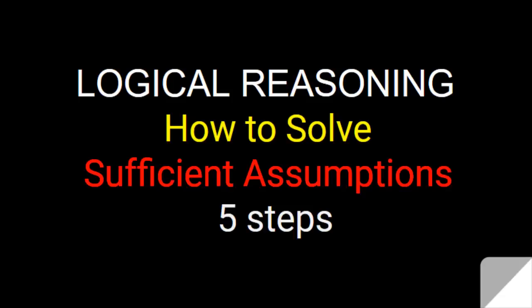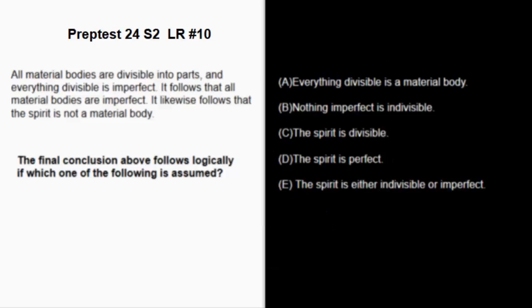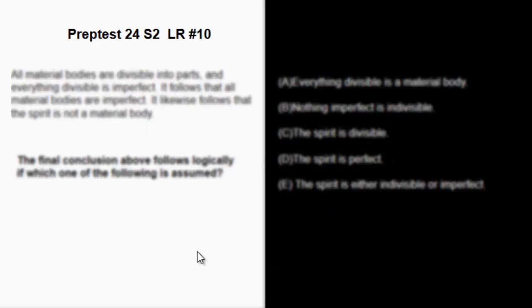In this tutorial, I'm going to show you how to solve sufficient assumptions in 5 easy steps. Okay, so let's get started. You can find this example on Preptest 24, Section 2, Logical Reasoning number 10. It starts off: all material bodies are divisible into parts, and everything divisible is imperfect. Now, it tells you, it follows that all material bodies are imperfect. It likewise follows that the spirit is not a material body.